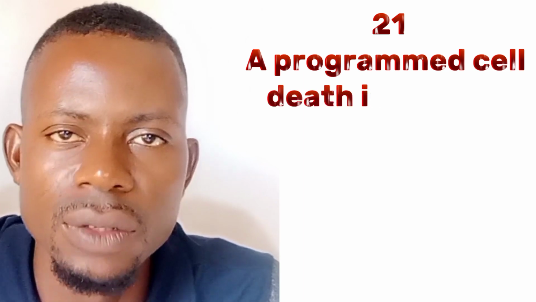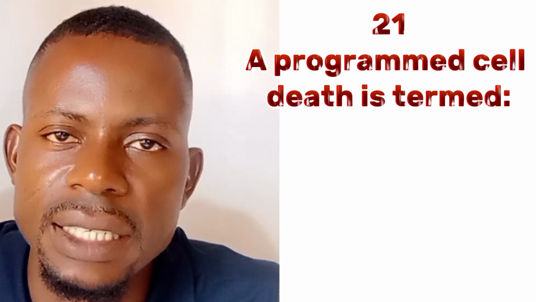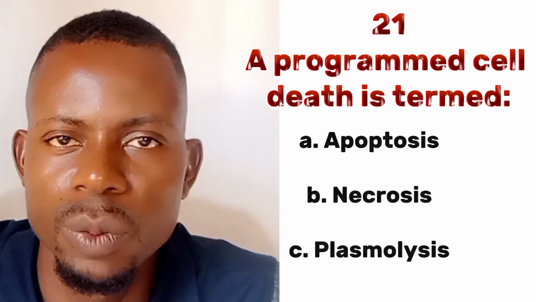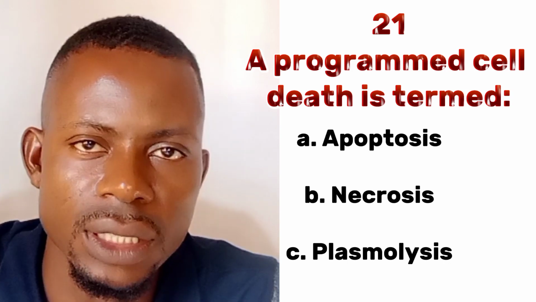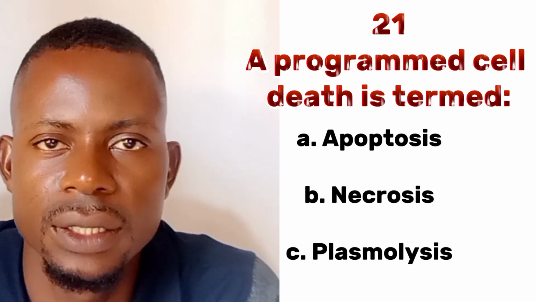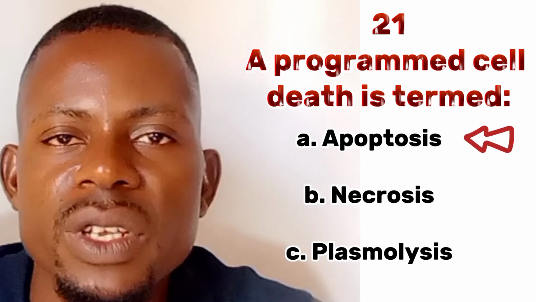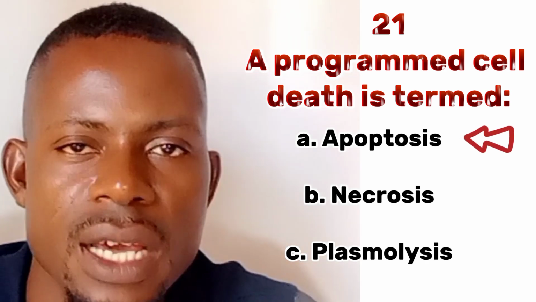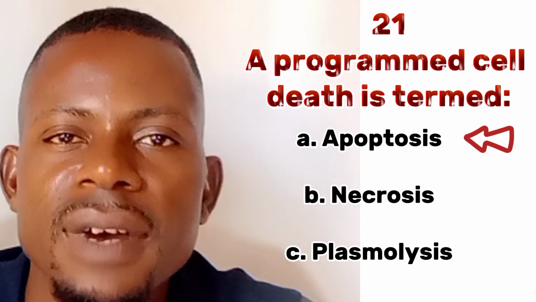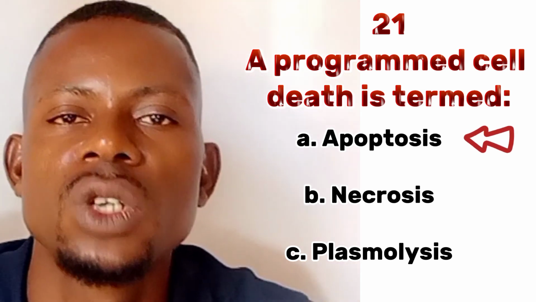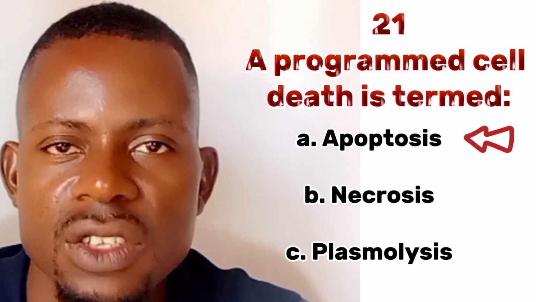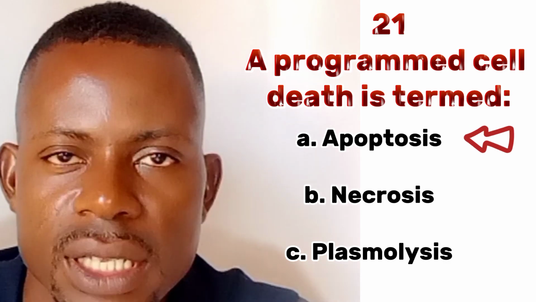A programmed cell death or cellular suicide is termed A. Apoptosis, B. Necrosis, C. Plasmolysis. So apoptosis is programmed cell death, and it happens when a cell devises a means to destroy itself, to kill itself. So that's why it's also called cellular suicide.